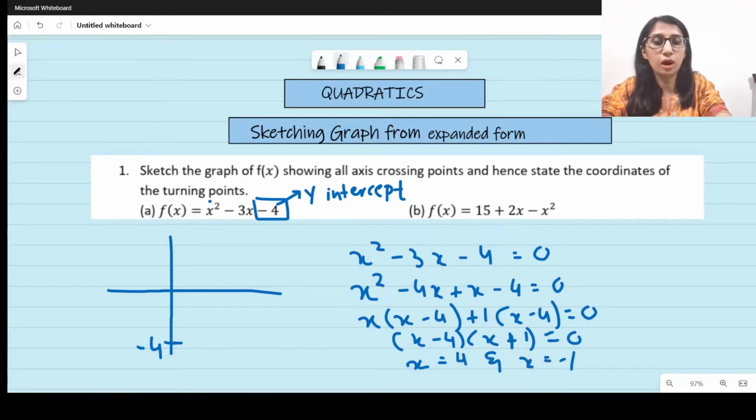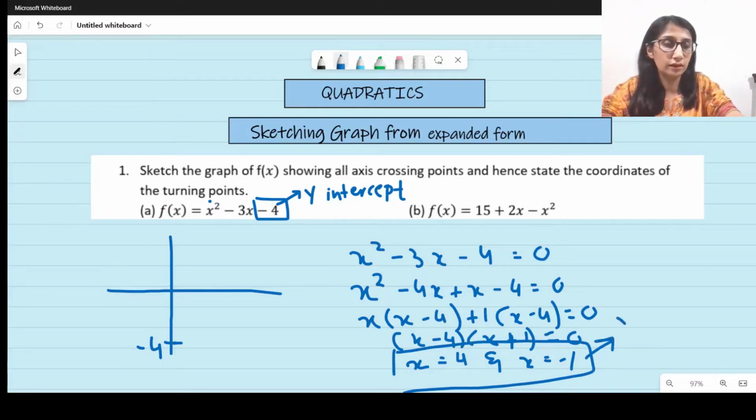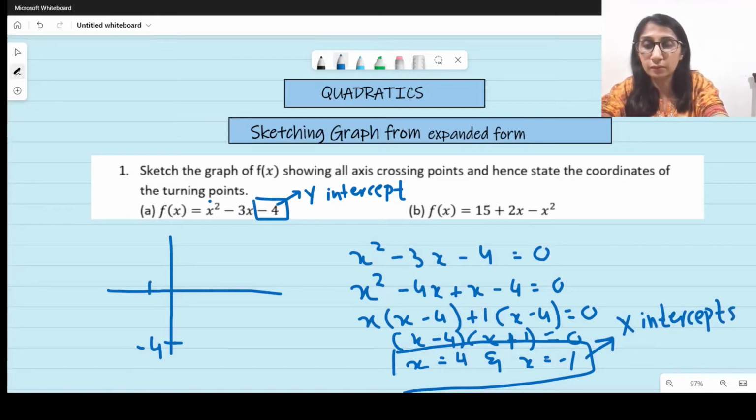Now these two are the x-intercepts of the graph, that is where the graph cuts the x-axis. So this graph is going to cut the x-axis at minus 1 and then 1, 2, 3, 4, roughly over here. So the graph will pass through here, it'll pass through here, and it'll pass through here.